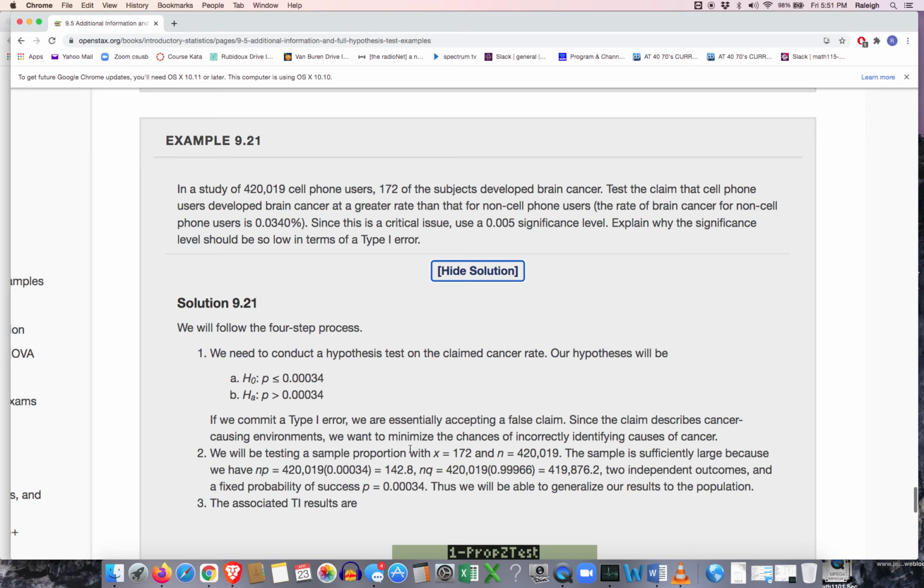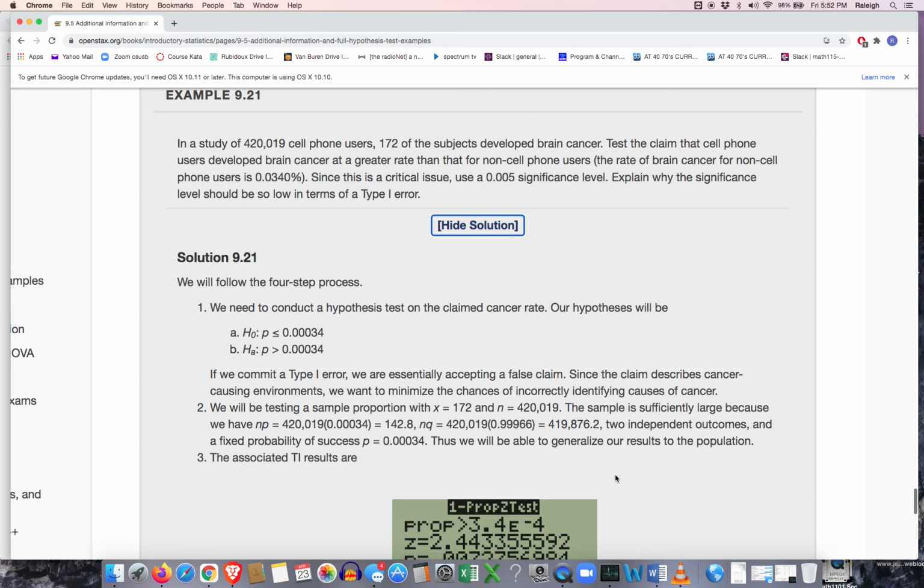Okay, so part 2. We'll be testing a sample proportion with 172 quote-unquote successes. That's a stretch. But anyway, the sample is sufficiently large. You look at np, and you do get about 142 or so. And the other is like 400,000, so they're both above 10, or both above 5. They're actually fine. And independent outcomes, and a fixed probability of success, which is this number here, 0.00034. And so yes, we can go ahead and use it.